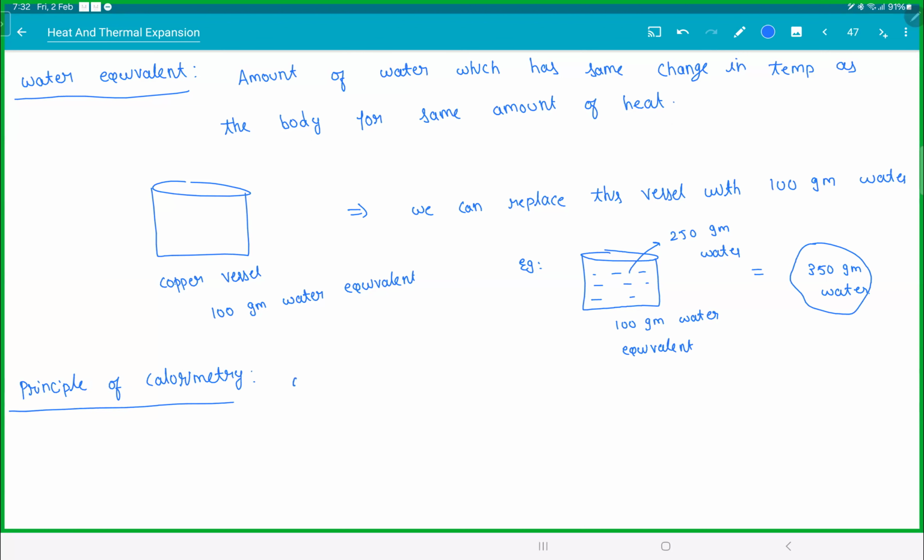Principle of calorimetry, it is another form of conservation of energy. So heat lost by the bodies is equal to heat gained by the other bodies.